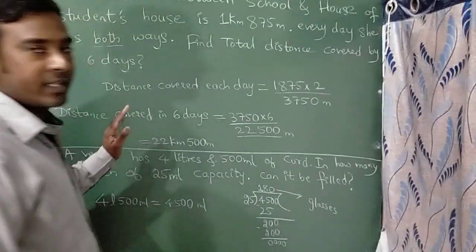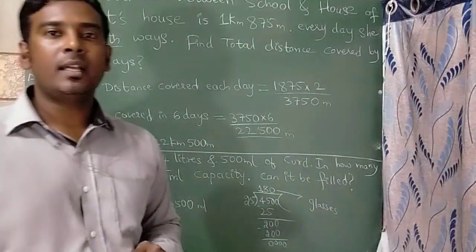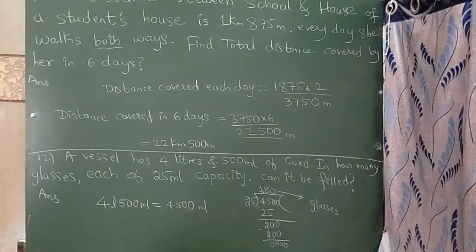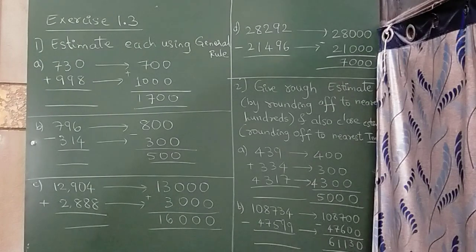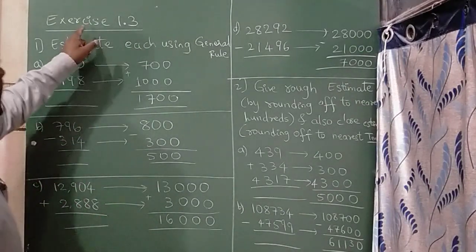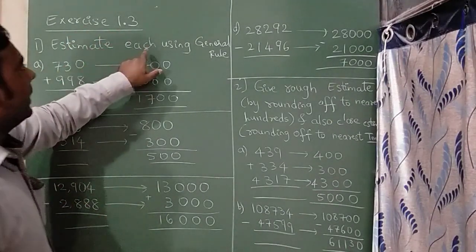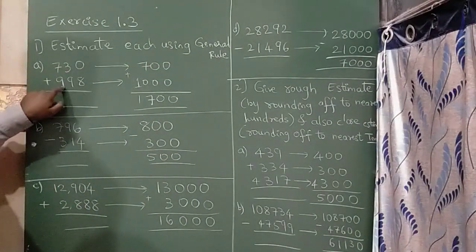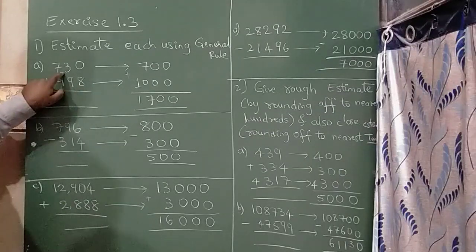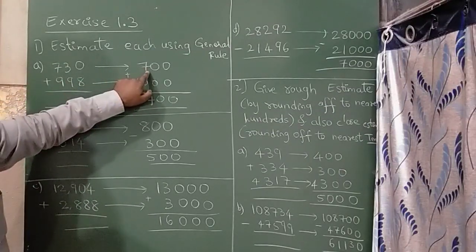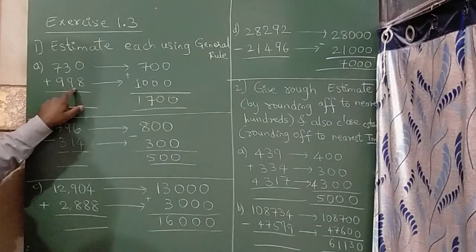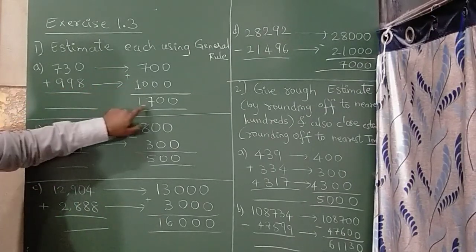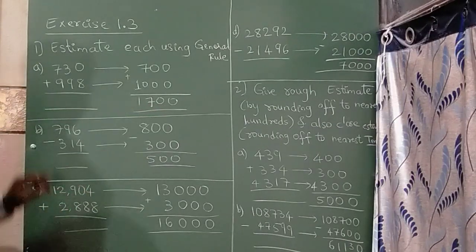Okay. This completes your exercise 1.2. Let's move on to the next exercise, exercise 1.3. Estimate each using general rule. The first question is 730 plus 998. 730 is nearest rounded off to 700. 998 is nearest to 1000. So if you add this, you will get 1700. Fine. Second question.